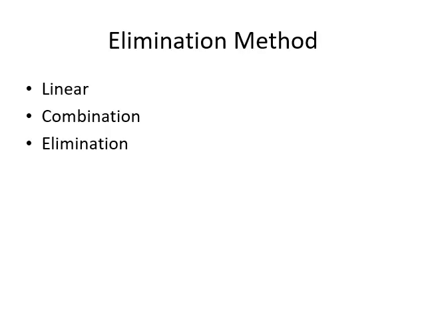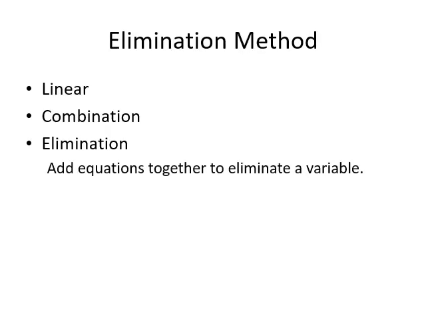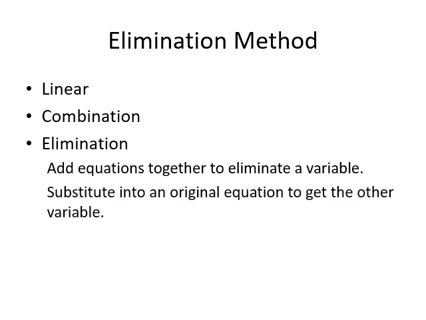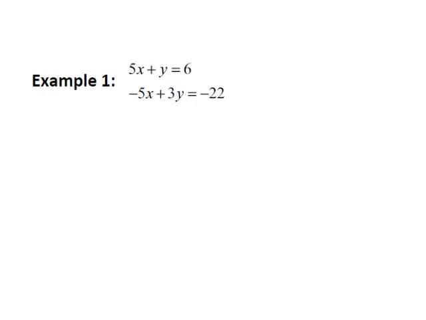So in the elimination method, we add equations together to eliminate a variable, substitute that variable into an original equation to get the other variable, and we may need to multiply by a scalar to get there. Let's do a few examples. Example 1. 5x plus y equals 6, negative 5x plus 3y equals negative 22.